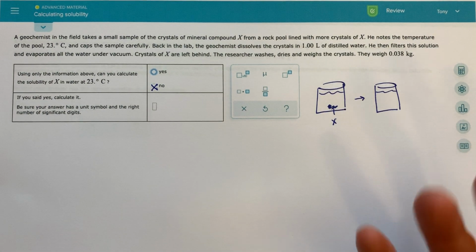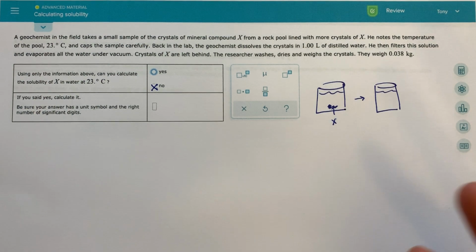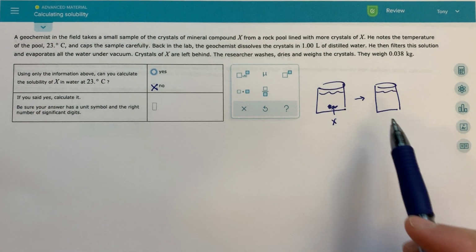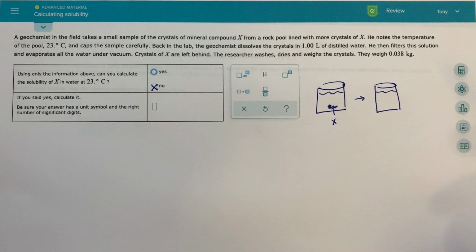So that's the key thing that you're looking for. Did you create a saturated solution? Are you testing a saturated solution or are you not? In this case, because all of it dissolves, it's not a saturated solution. We don't know. So hopefully that makes sense.